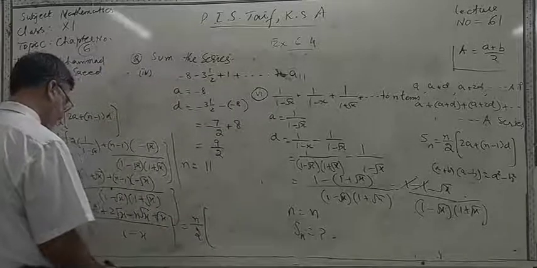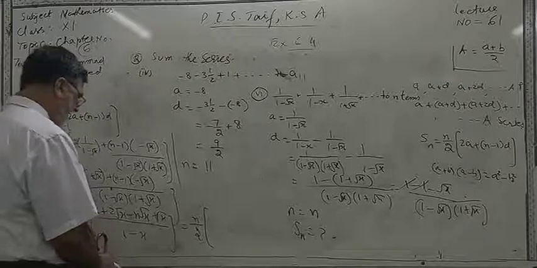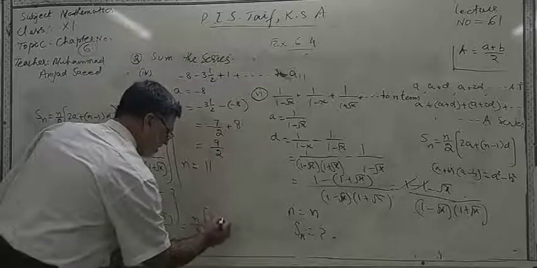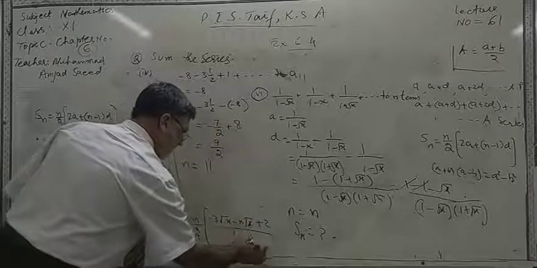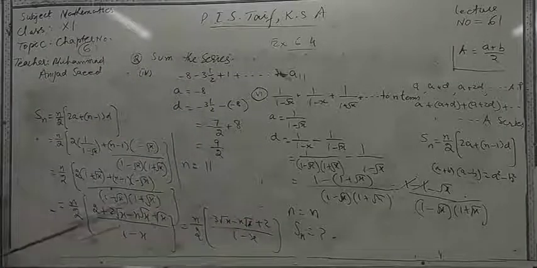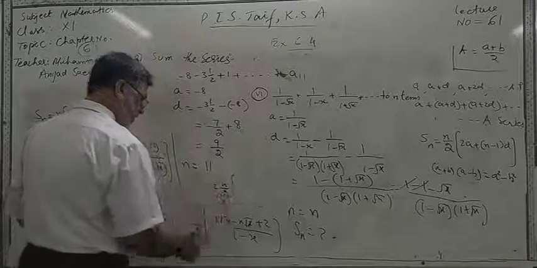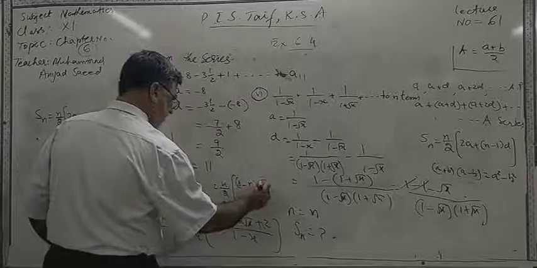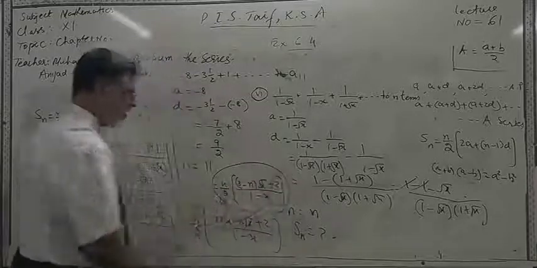here we have 3 root of x minus n root of x plus 2 over 1 minus x. Dear students, 2 root of x plus root of x is 3 root of x. And here we can have n over 2 into 3 minus n into root of x plus 2 over 1 minus x. This may be your answer, dear students.